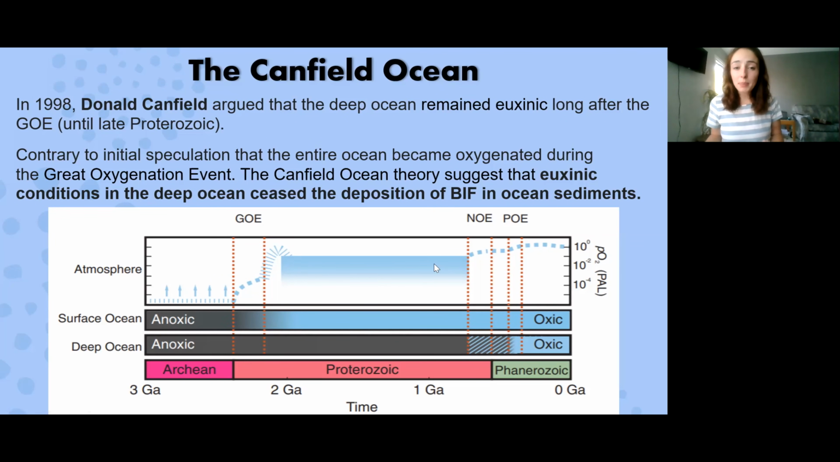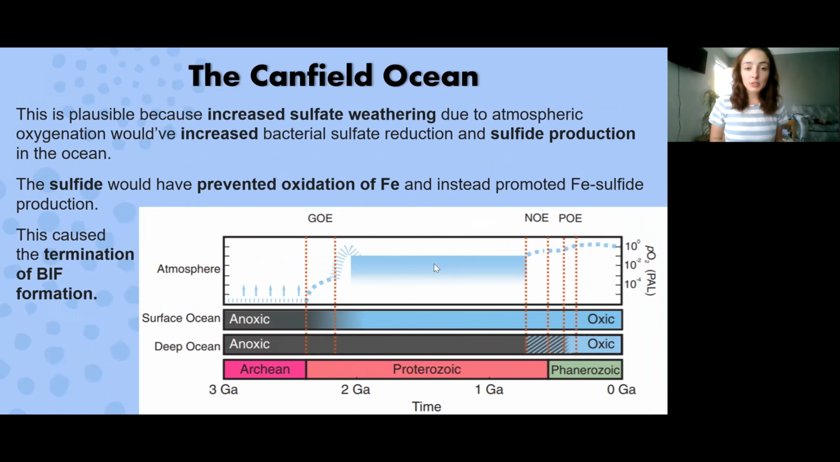So going back to the BIFs, the banded iron formations, what the Canfield Ocean theory suggests is that the euxinic conditions of the deep ocean that ensued following the GOE ceased the deposition of BIFs in ocean sediments, because what happened was the increase in atmospheric oxygen caused an increase of continental weathering, like we talked about. We talked about oxidative weathering of continental sulfide minerals, and these continental sulfide minerals were oxidized to sulfate.